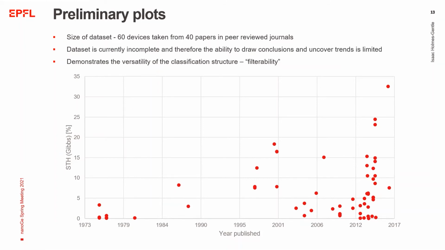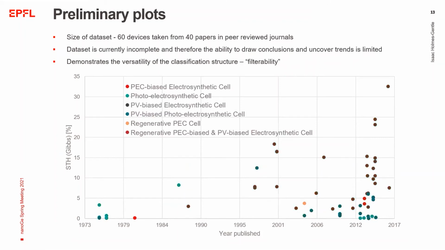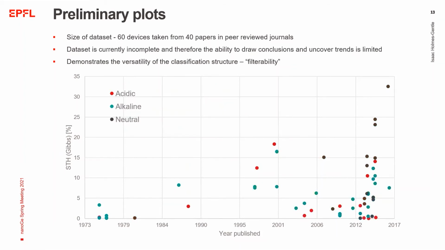So for the solar to hydrogen efficiency versus the year published in the graph below, we can filter this data set very quickly based on the Nylander taxonomy. We can also filter the data based on whether the electrolyte itself is acidic, alkaline, or neutral by some logic equation applied to the electrolyte pH.